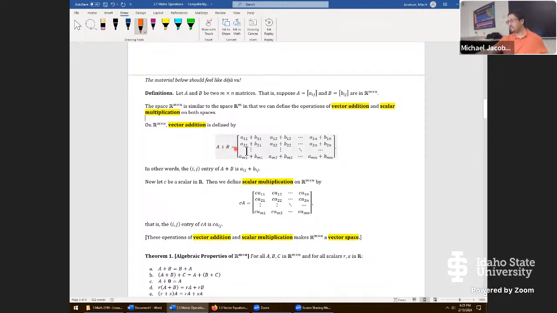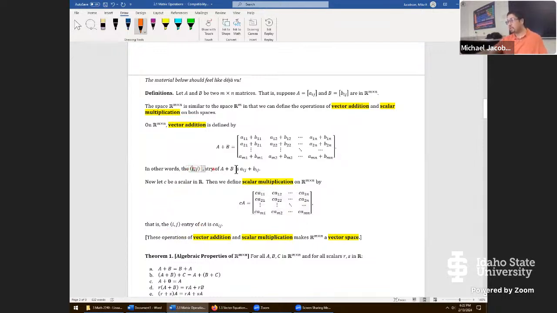Vector addition looks like this. Just add up the corresponding entries from the matrix A and the matrix B, but do it for every single entry now. There could be quite a lot of them. Scalar multiplication just says, take your entry Aij and rescale every single one of them. Here's what it looks like. All of your entries are rescaled. So that's now scalar multiplication.